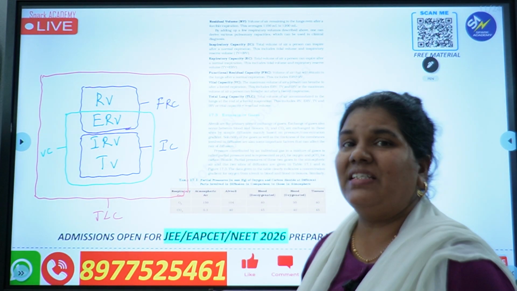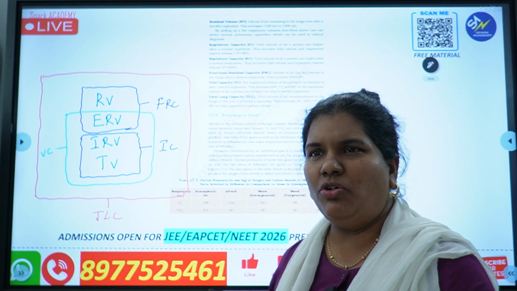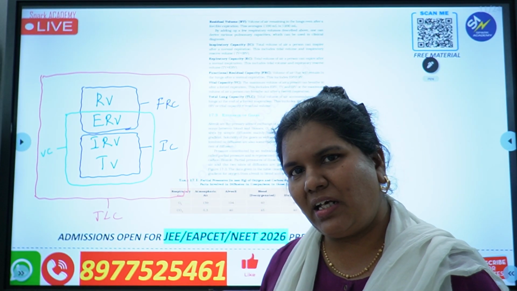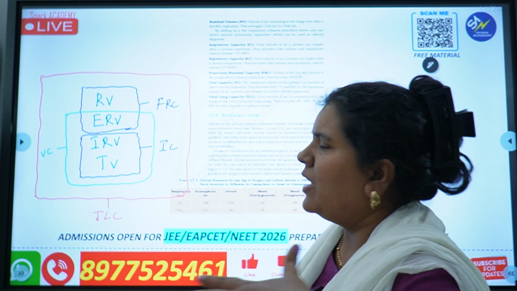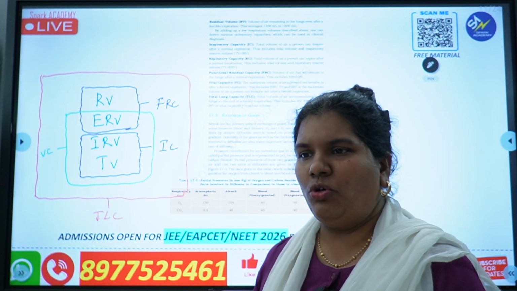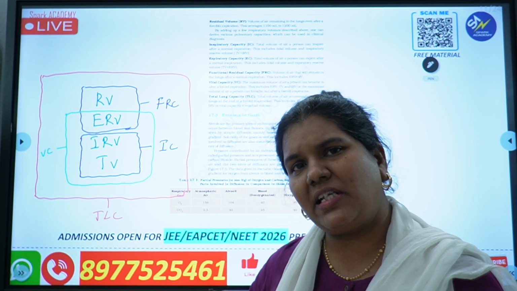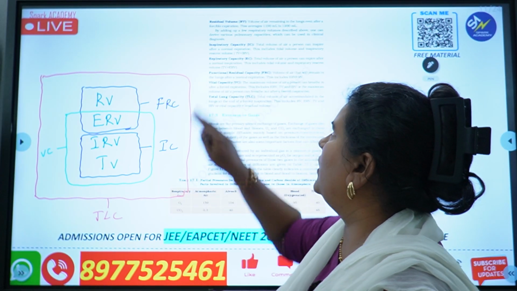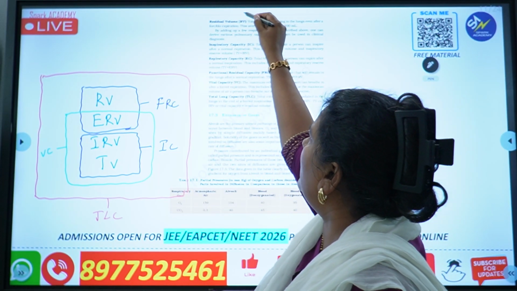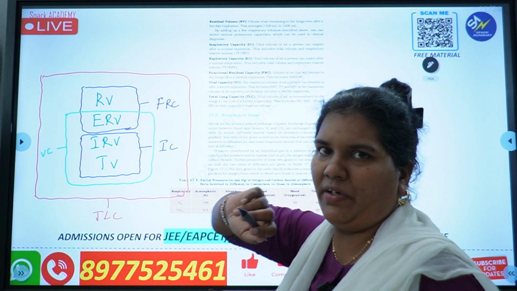The next one is residual volume. Residual here means remaining. The amount of air that is remaining in our lungs even after forceful expiration. See, I'm forcing with my abdominal muscle and taking out all the air, but still some amount of air remains in the lung. That is called the residual volume or RV. How much is that? It is around 1100 to 1200 ml.